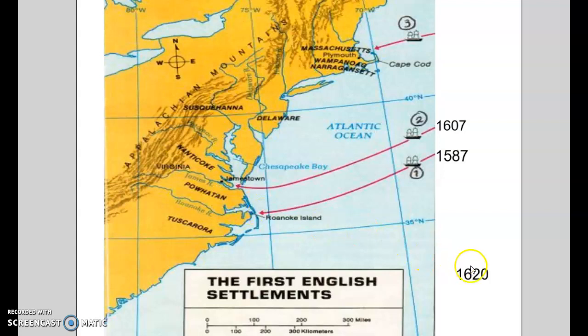And then, of course, even 13 years later from that, we have the arrival of the Pilgrims, which I think you know the most about, in Massachusetts in 1620, which is kind of cool. That'll be the 400th anniversary of that in the fall. So this is showing us these major early English settlements.